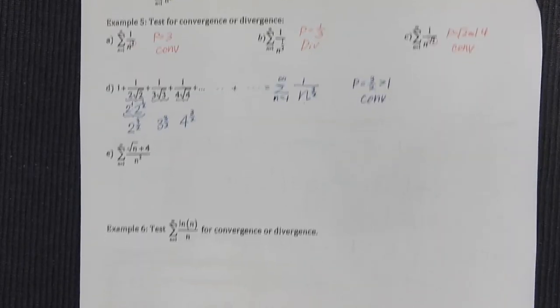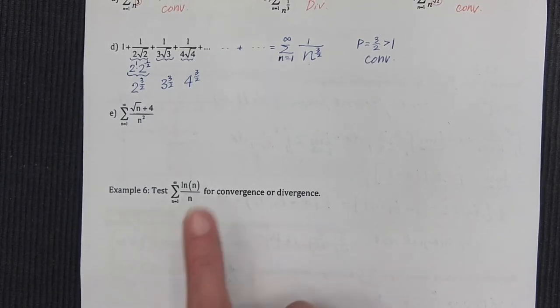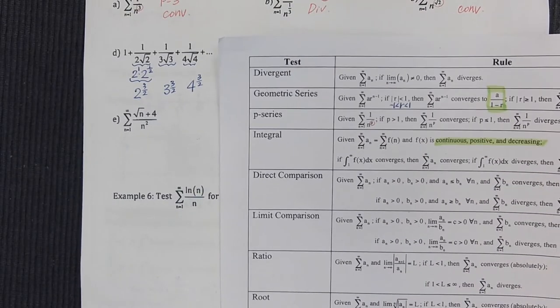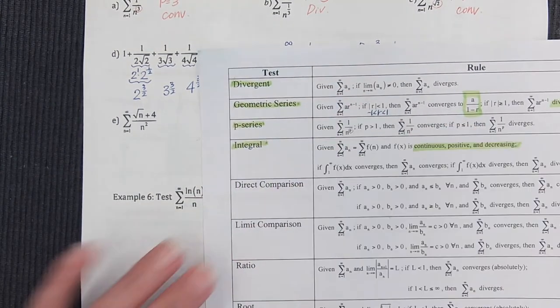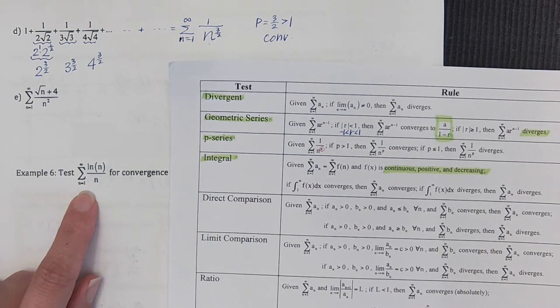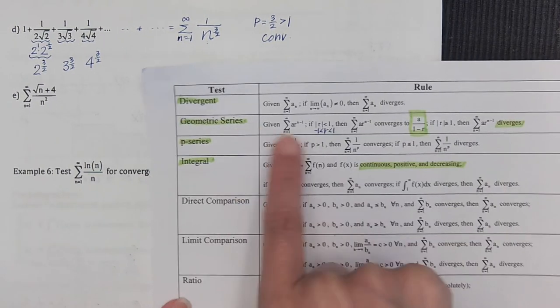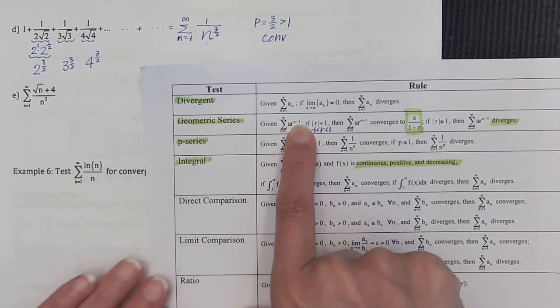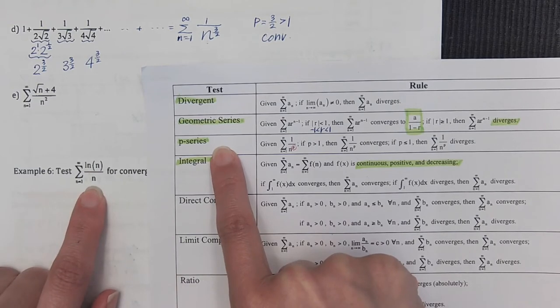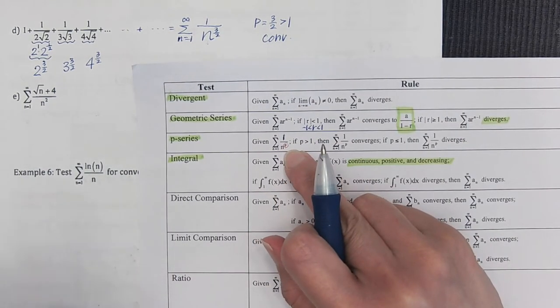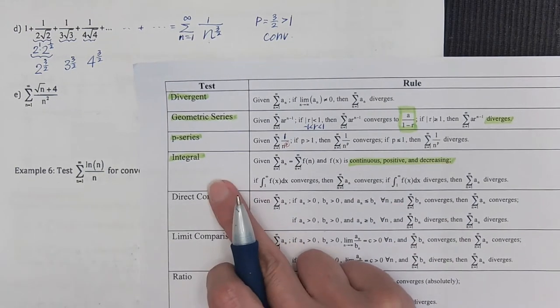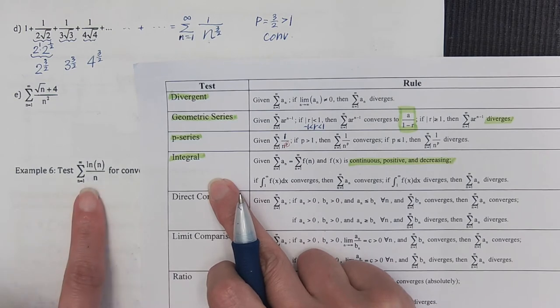So look at these questions. Which test should I use? What's my choice here? So far, what we did is divergent test, geometric series, p-series, and integral test. So which test should I use right now? Clearly not the geometric series. A geometric series has to be something to a power, and that's not going to happen. Clearly not the p-series either, I don't see any p's here. The p-series has to be 1 over something. Without the 1 over, you cannot use a p-series. So maybe the integral test.